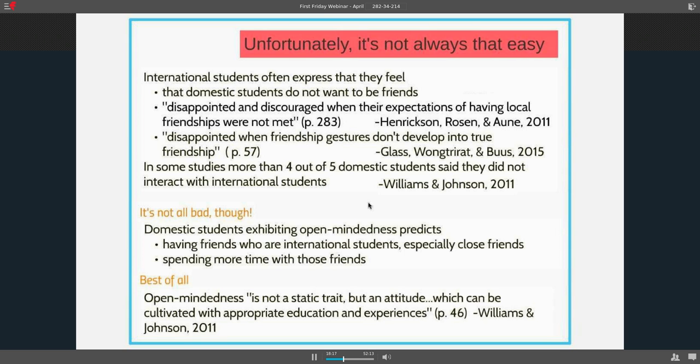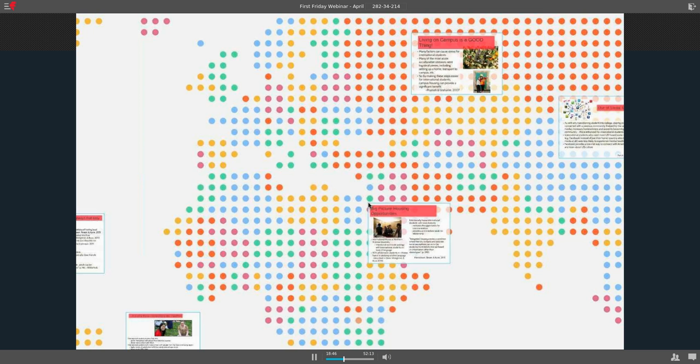Domestic students who exhibit the trait of open-mindedness are more likely to have friends who are international students, especially those close friendships that international students are telling us they want, and to spend more time with those friends. And best of all, open-mindedness is not something that you're born with, either you're open-minded or you're closed-minded, and that's how it's going to be forever. It's an attitude that can be cultivated with education and experiences. And since we work so much on development in the housing field, we can work on helping our domestic students develop this trait of open-mindedness.